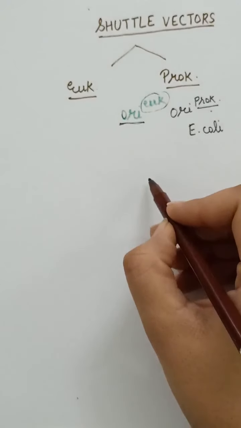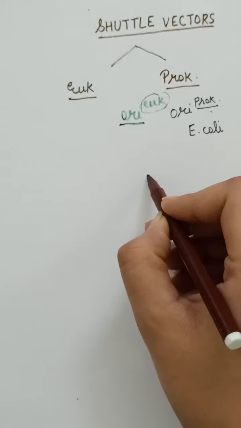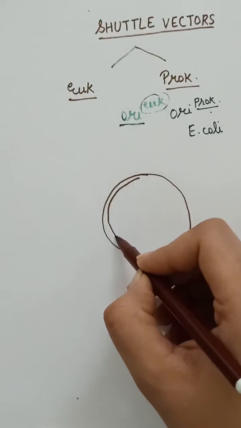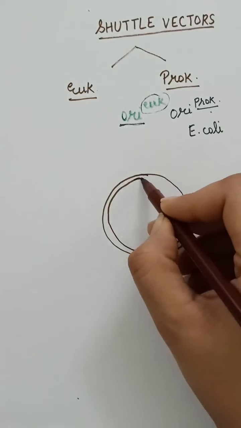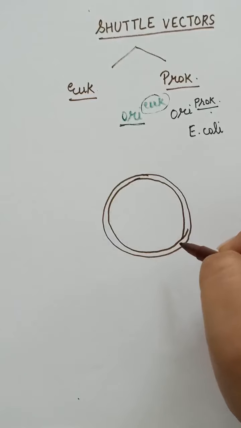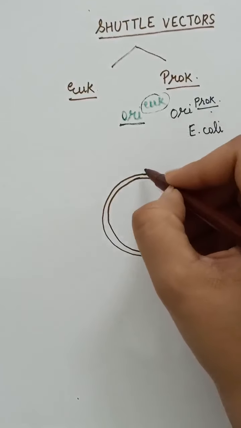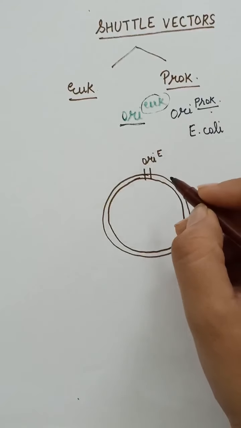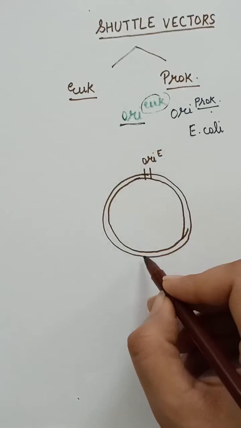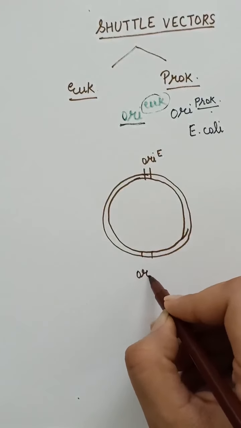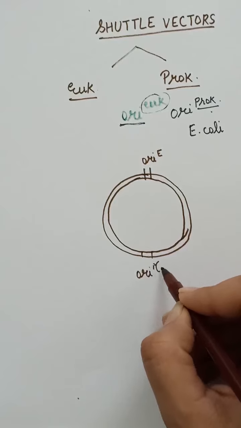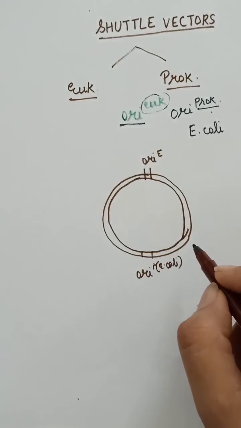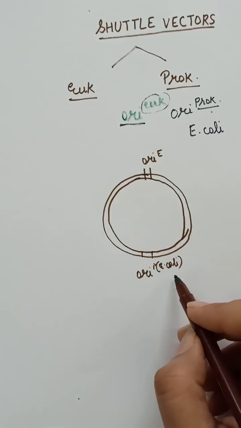Now I'll show you the diagrammatic representation of these vectors. Double-stranded DNA, as other vectors are also double-stranded DNA. These shuttle vectors are double-stranded DNA, and they have an ORI region for eukaryotes. E is the symbol for eukaryotes. And here they have an ORI region for prokaryotes, especially for E. coli.